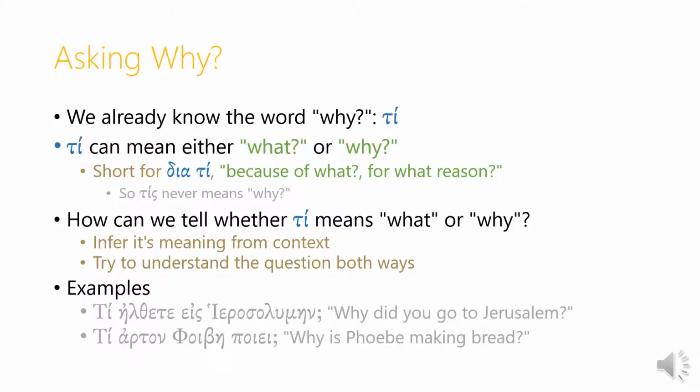So, for example, ti elthete es Jerusalem means, why did you go to Jerusalem? Ti, why? Or we can say, ti arton phoebe poie. Why is Phoebe making bread? There again, ti means why, and Phoebe is making, poie, bread, arton.